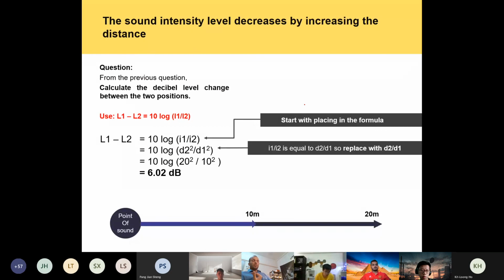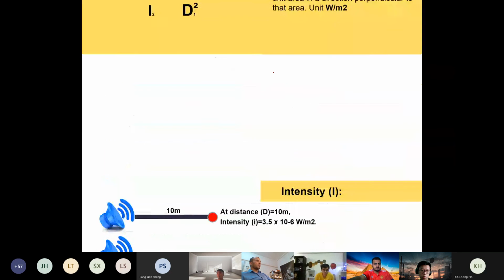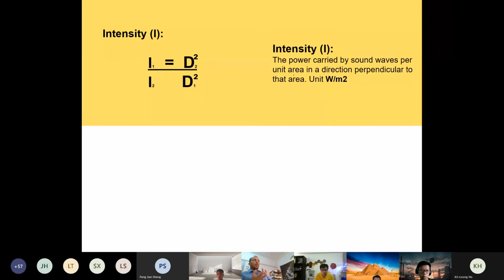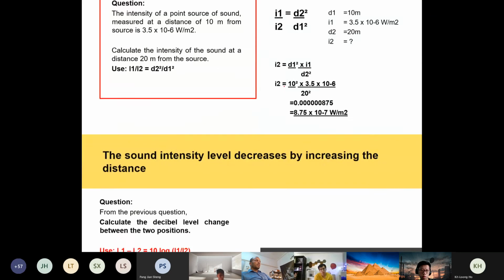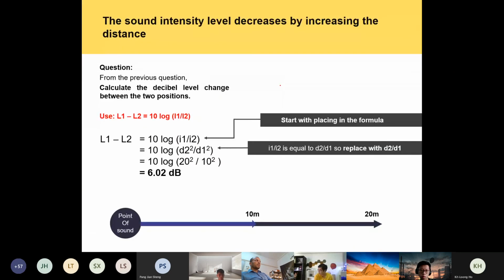Now, the one that we did before was the intensity of sound. And remember, the definition of the intensity is this: the power carried by sound waves per unit area in a direction perpendicular to that area. Now, from that sound intensity, we can get the sound level, or at least the difference of sound level from point to point.